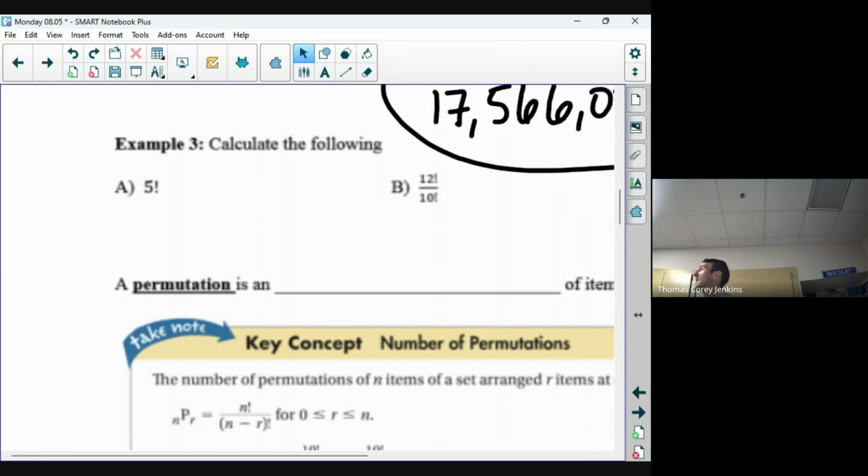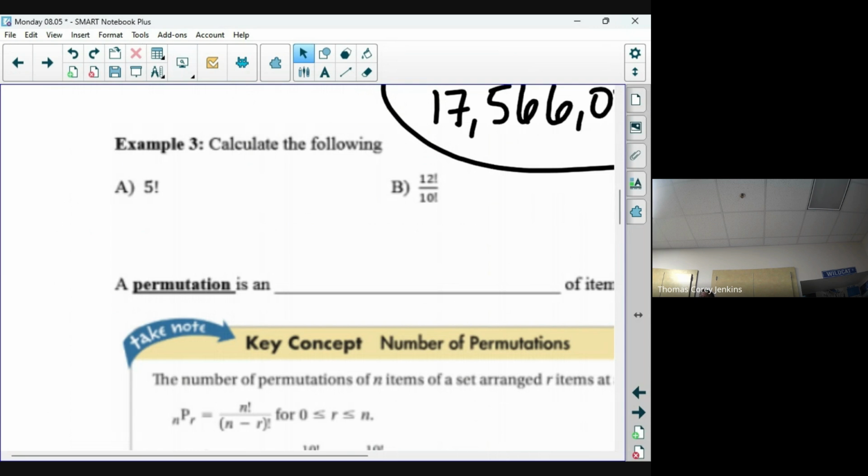Does anybody know what that exclamation looking point means? James? Factorial, right? I always try to make the joke that it doesn't mean 5. Like it's an exclamation point. You get it? Nobody ever laughs at that. You guys are all like, what's this crazy guy doing? But no, it means factorial.